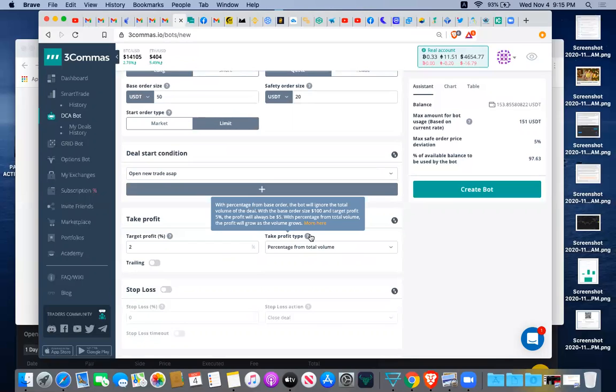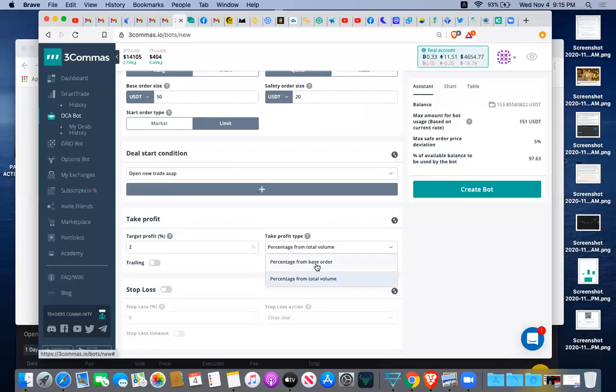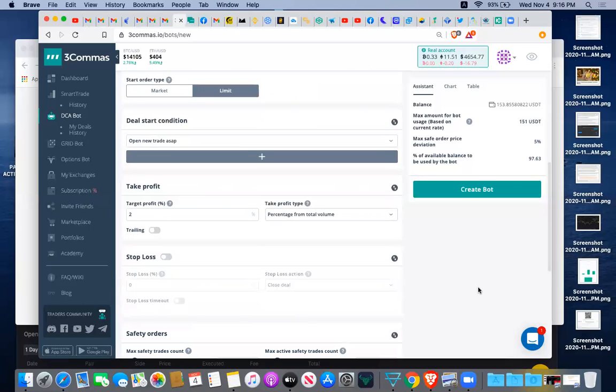The bot will ignore the total volume of the deal with the base order size 100% and target profit 5%. The profit will always be $5. Which percentage from total volume? The profit will grow as the volume grows. So we always leave it at volume, okay? Instead of saying base order. You say base order, it will take percentage based on the first volume it takes for you. And so always leave it at total volume, okay?